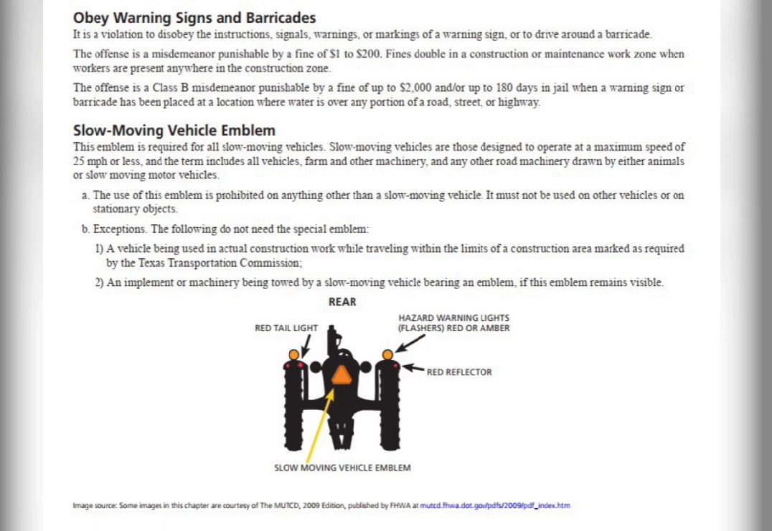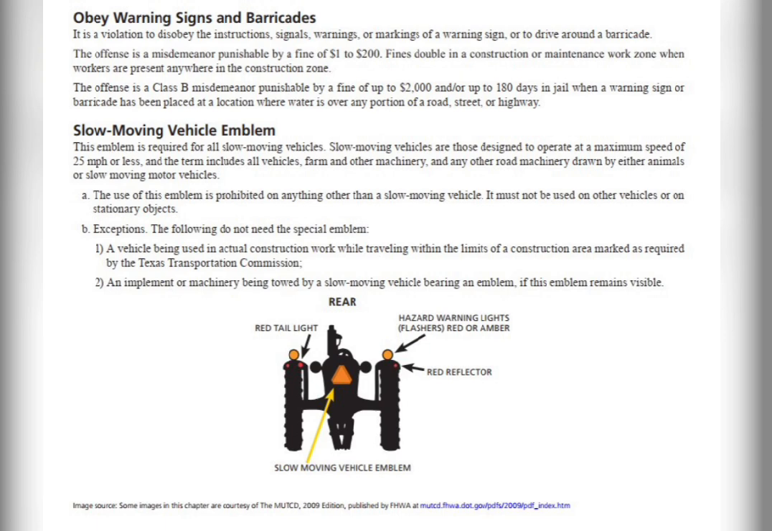Slow-moving vehicle emblem. This emblem is required for all slow-moving vehicles. Slow-moving vehicles are those designed to operate at a maximum speed of 25 miles per hour or less, and the term includes all vehicles, farm and other machinery, and any other road machinery drawn by either animals or slow-moving motor vehicles. The use of this emblem is prohibited on anything other than a slow-moving vehicle. It must not be used on other vehicles or on stationary objects.